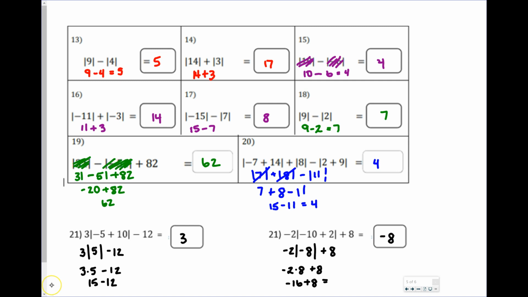Okay. This should be a relatively simple lesson. Hopefully you've had this before and know how to use absolute value. The practice should not take you very long, and you might be able to actually get this done today and get started on the next learning target today. So good luck, and always ask for help if you need it.